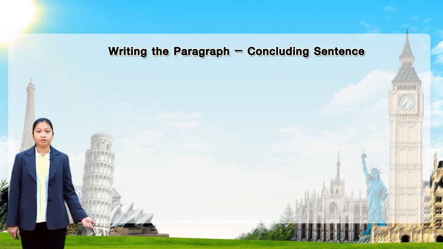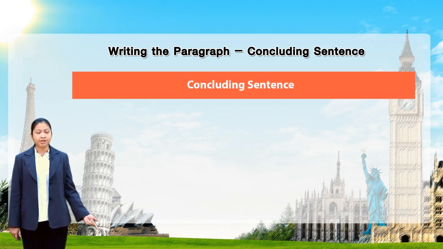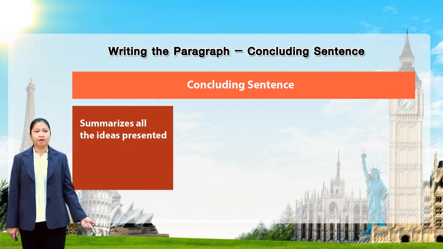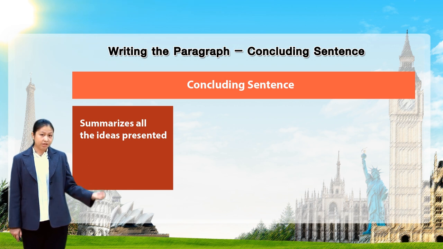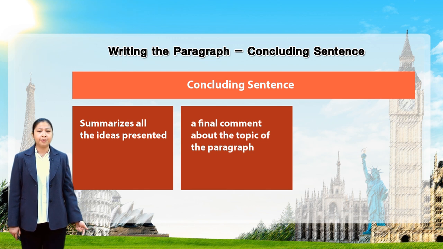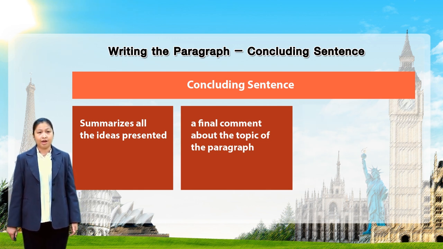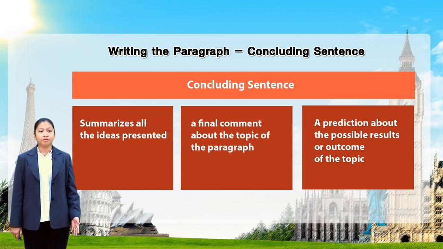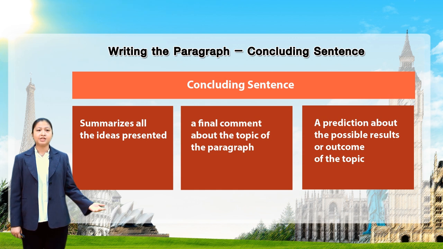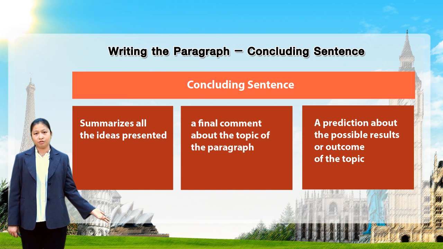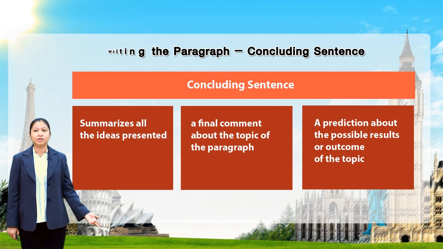The last part is the concluding sentence. The concluding sentence summarizes all the ideas presented in the paragraph, the ideas being the reasons or the effects of the topic. It can be a final comment about the topic of the paragraph, and it can also be a prediction of the possible results or outcome of the topic. For example, you are writing an effects paragraph. What can be a result of these effects? Give a prediction, and that is your concluding sentence.